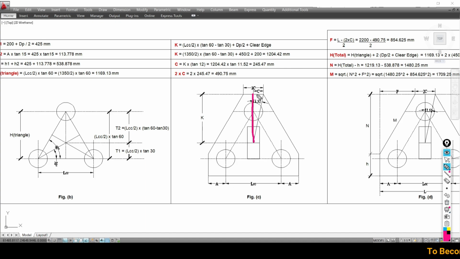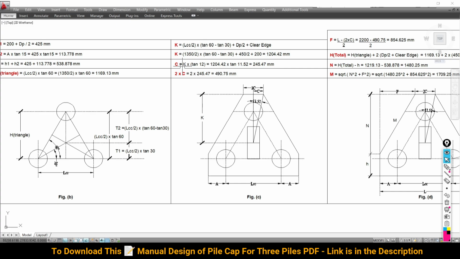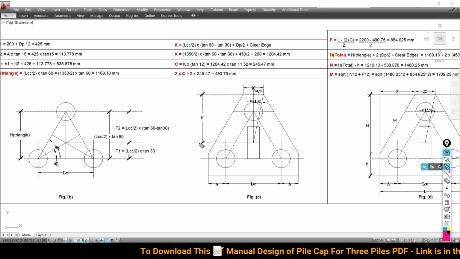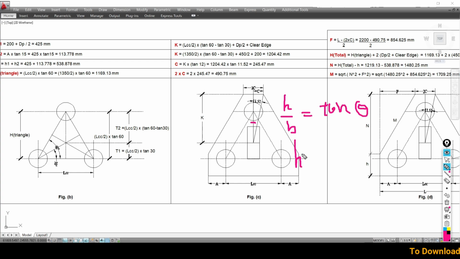Now finally the angle. One triangle we are getting, where we know the angle. This angle is 11.52. We have to find out this height value. How can you calculate this height value? For that, C equals K into tan of the angle, because height upon base equals tan theta. If you take this base value to the right hand side, then it is base into tan theta.